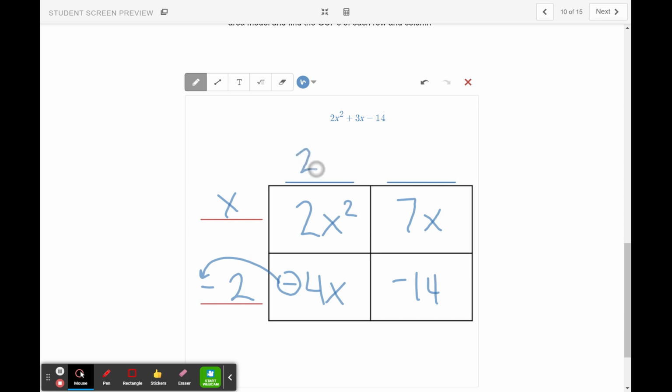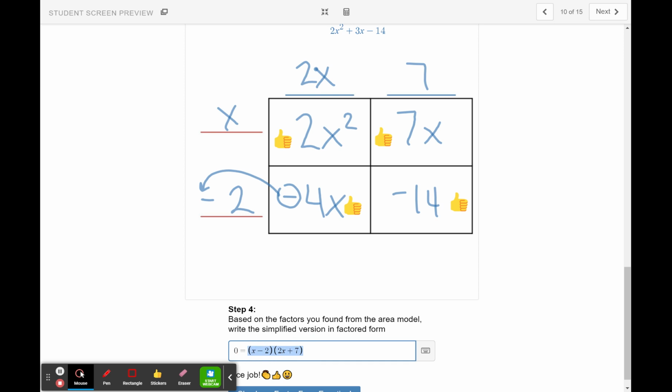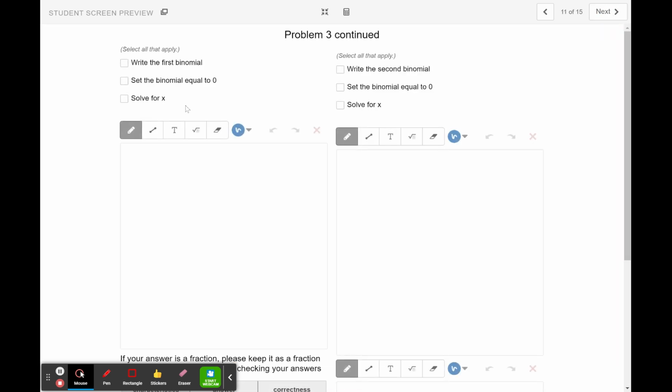GCF of 2x squared and negative 4x is 2x. And GCF of 7x and negative 14 is 7. Once again, you can confirm. x times 2x gets me 2x squared. x times 7 is 7x. This gets you negative 4x, and this gets you negative 14. So we know that we did that correctly. Now wrap up the sides in parentheses to create your two binomials. Sorry, that should be a plus 7. Okay. Now I'm going to separate the two binomials because we're solving for x.